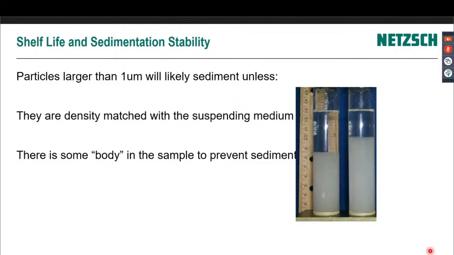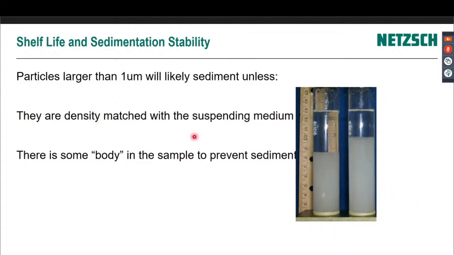So sedimentation usually occurs if the particles are bigger than a micron, unless they're density matched with the suspended medium, or if there's some body in the sample to prevent it from sedimenting. So if it's a weak gel, maybe the particles don't sediment, and if they're density matched, they won't. But it's unusual that you can actually density match your particles in the medium. But sedimentation is probably one of the most common issues that we hear about with storage issues.